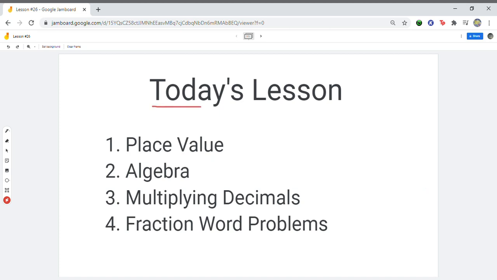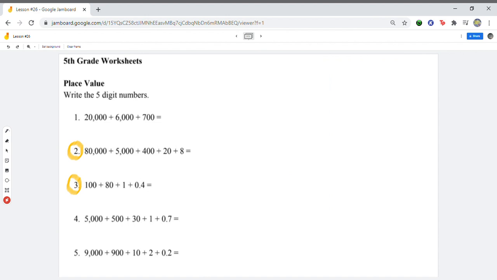Hello, fifth graders. Today we're going to go over place values, algebra, how to multiply decimals, and we're going to go over fractional word problems to finish it off. So for the first section, place values, it says write the 5-digit numbers, and we're going to do that for number 2 and number 3. So number 2, it says 80,000 plus 5,000 plus 400 plus 20 plus 8, and we're just going to get the sum of these values.